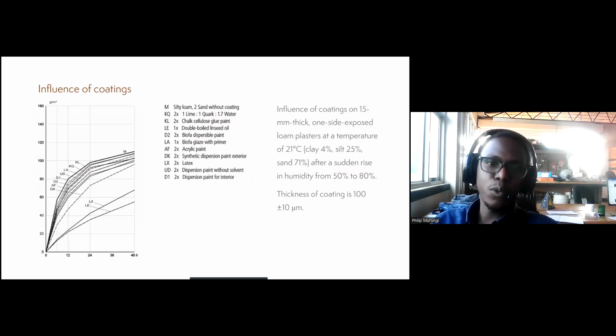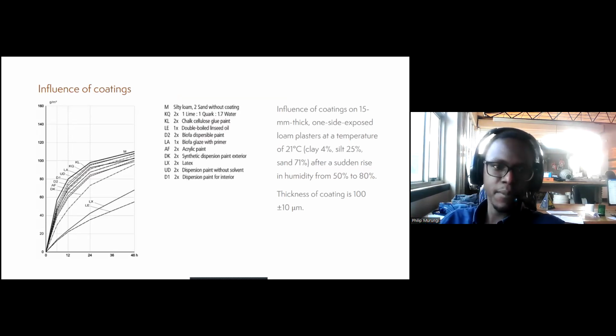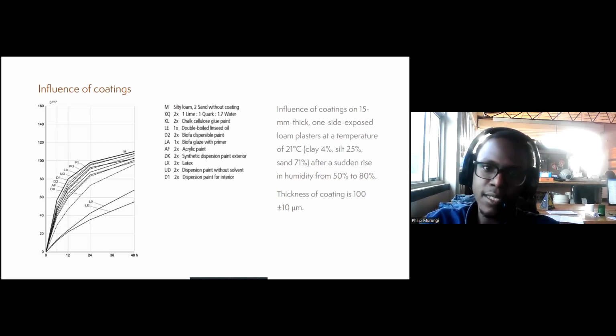So then the other thing we would look at is when we coat this. So what happens when you apply a coating on top of, say, earth? When you look at this curve, you will see that curve M is simply our earth with no coatings. And then as we begin to add coatings, the breathability of the wall begins to drop. So each coating here is about 100 microns thick. And it's the same humidity rise from 50% to 80%. And the wall is 15 millimeters thick in total.